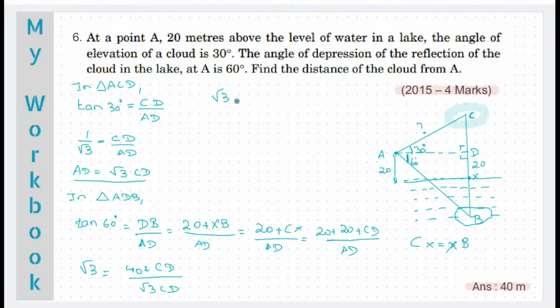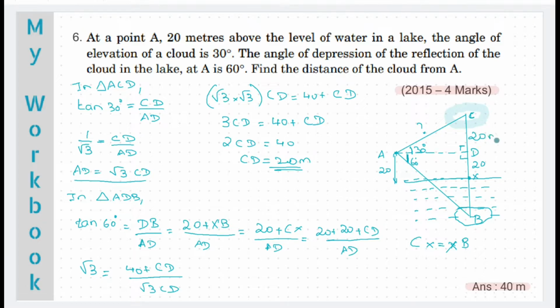Root 3 into root 3 times CD is equal to 40 plus CD. So root 3 into root 3 is 3. 3 times CD is equal to 40 plus CD, which will be 2 CD is equal to 40. Hence CD is 20 meter. So we know CD is 20 meter.